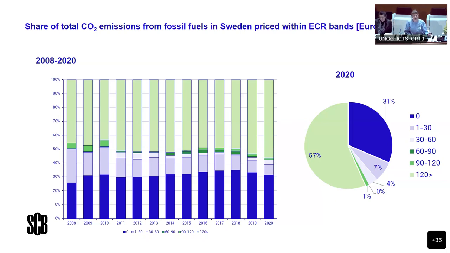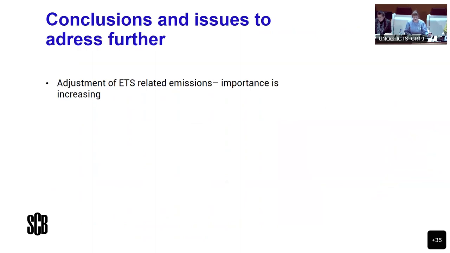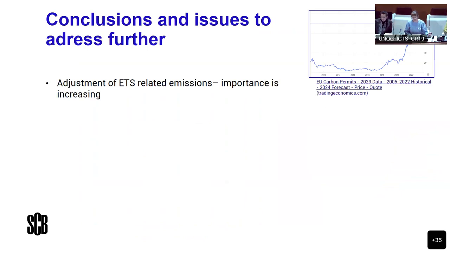And this can also be an interesting way of comparing across countries and comparing different price mechanisms in different countries. So, some conclusions and issues to address further. First of all, as I said many times now, we need to adjust for these ETS-related emissions. And also this importance is increasing. You see here to the right a graph of the ETS price. And there's been a rapid increase in 2021 and 2022. When I took out this diagram a week ago or so, I think it said 100 euro per ton. So that's quite a lot compared to earlier years.